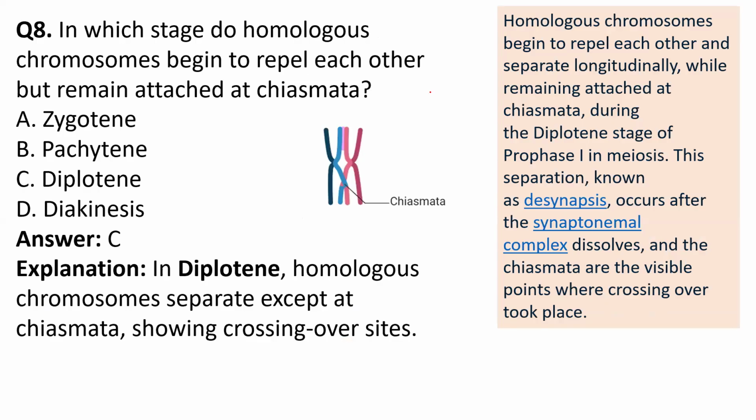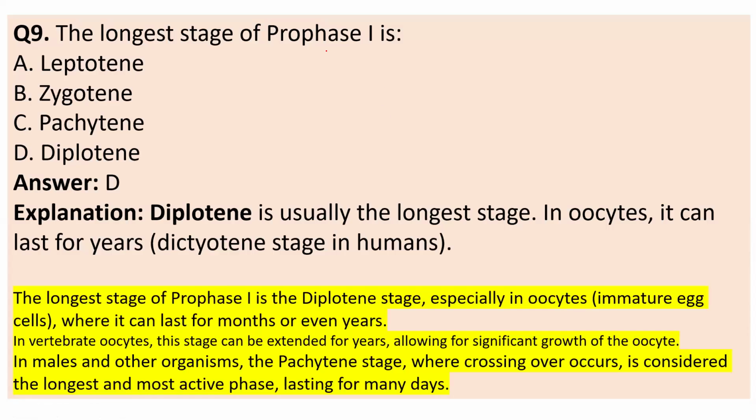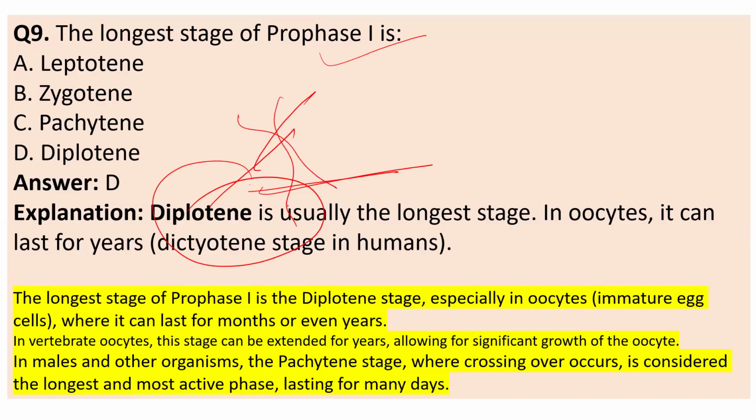In which stage do homologous chromosomes begin to repel each other but remain attached at chiasmata? Diplotene. Because they start fighting, they become separate entities. The synaptonemal complex dissolves, and they are still attached at chiasmata. The longest phase of prophase 1 is diplotene, because they are trying to separate from each other, but they are attached at one place, and that one place is the chiasmata.